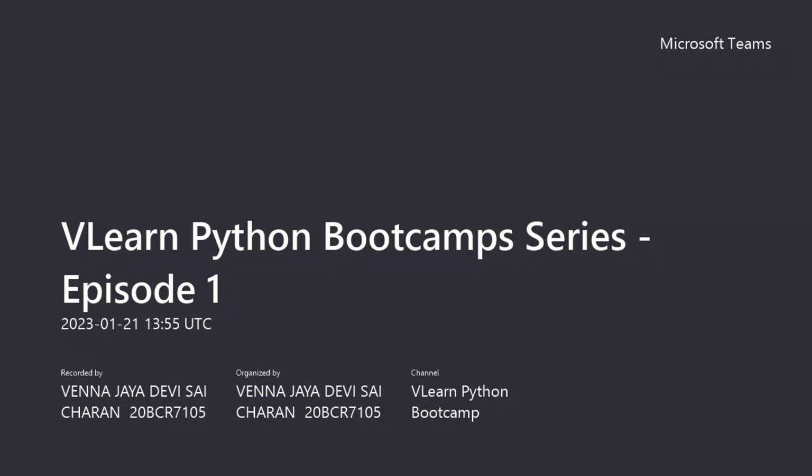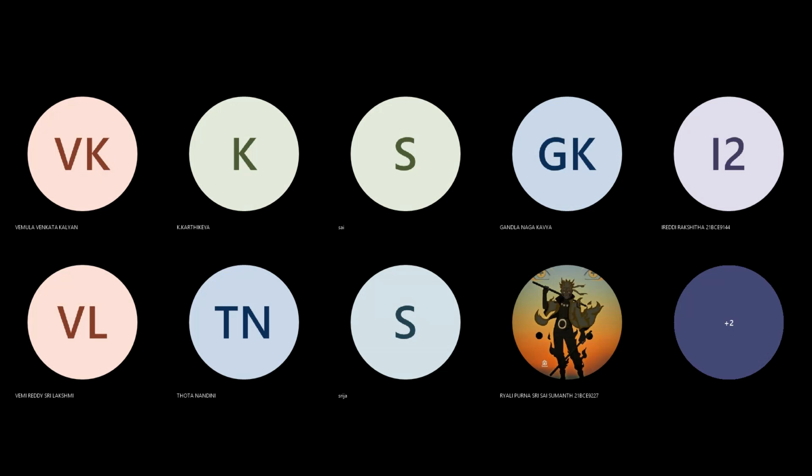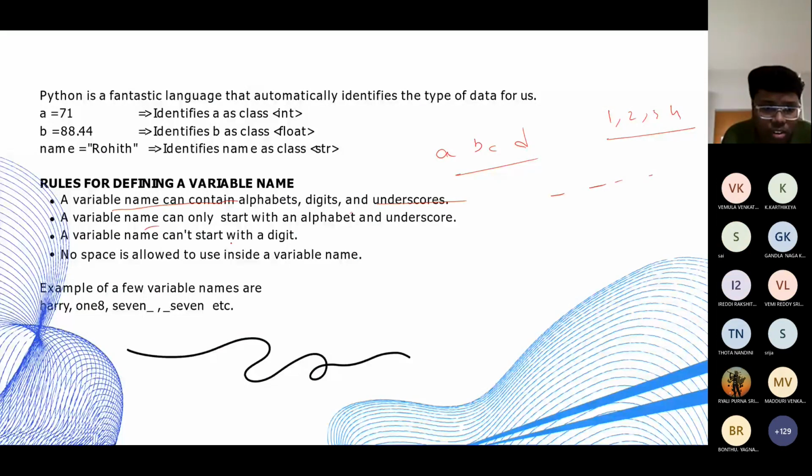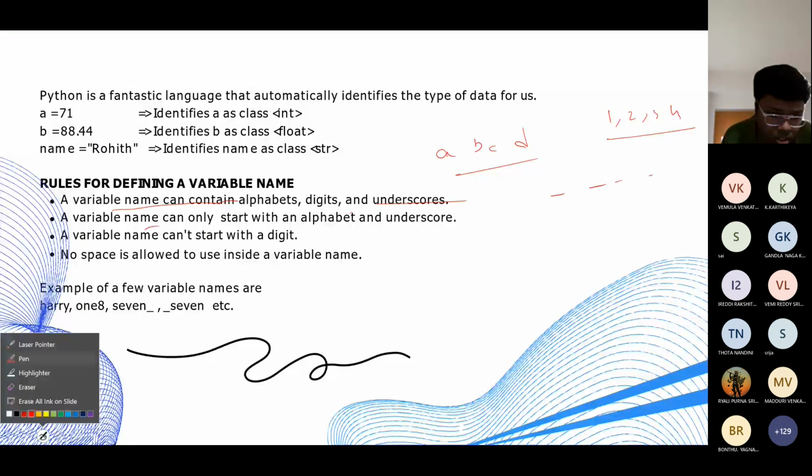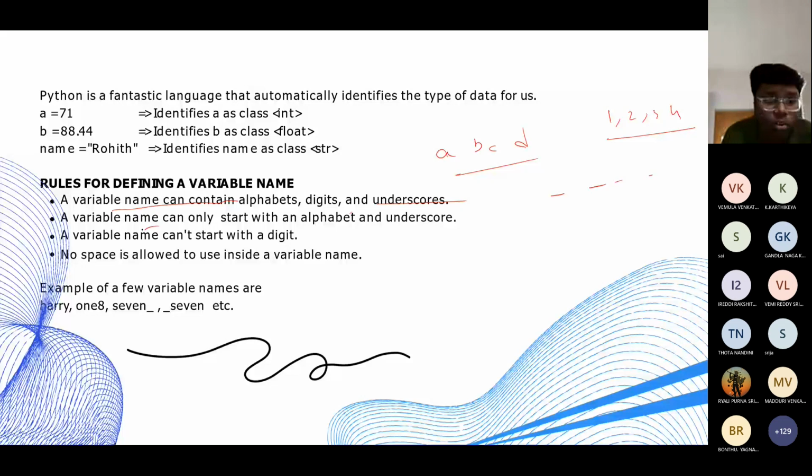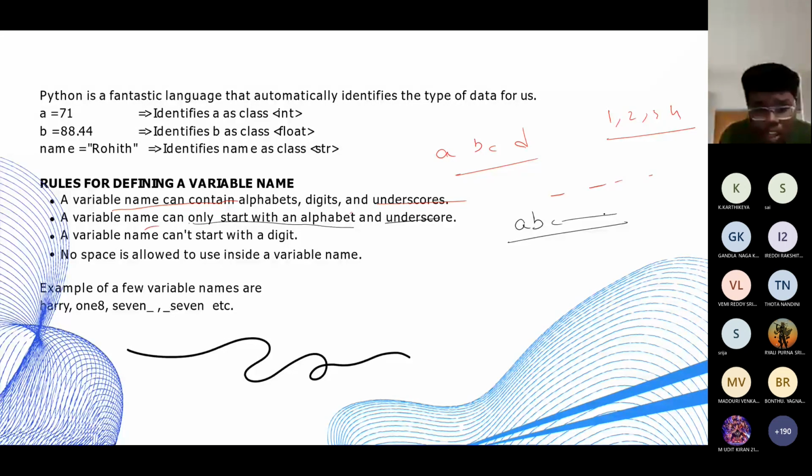1, 2, 3, 4, and underscores. A variable name can only start with an alphabet or an underscore. So you can start a variable with A, B, C, like all from alphabets, and you can also start a variable with underscores. A variable name can't start with a digit. This is really important. A variable name cannot start with a digit.